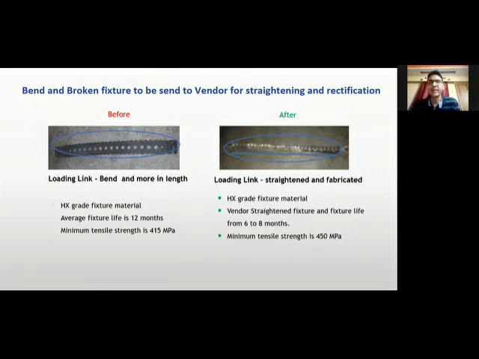The vendor heated the part again and straightened it, and the excess part was cut and welded again with Inconel, and again we use that part for the next 6 to 8 years. So in this way we have reduced our fixture cost.